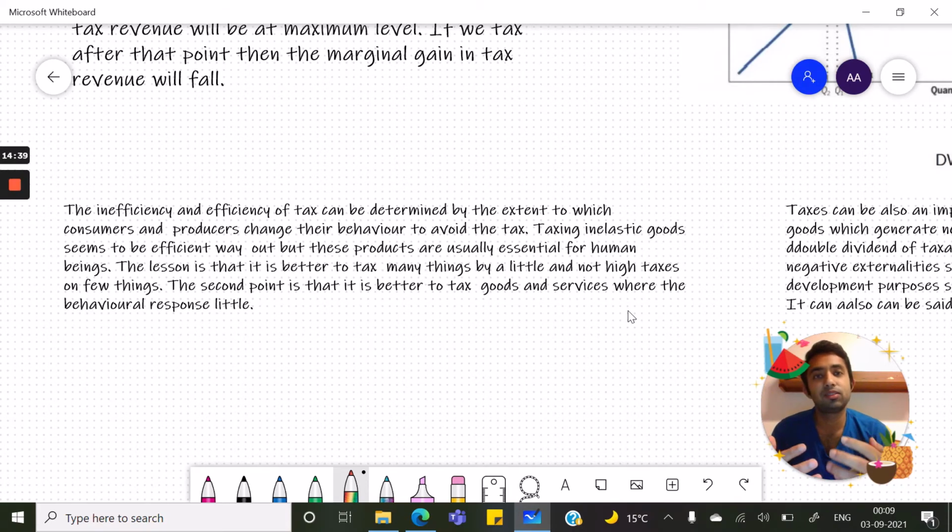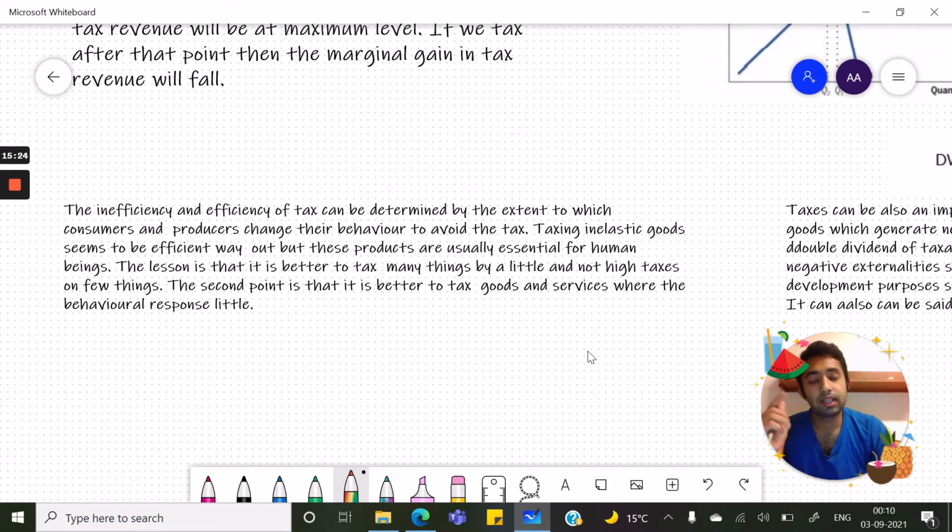taxing COVID vaccines does not make sense at all in such times, or taxing medicines like for diabetes or for cancer treatment, which is a necessity for people who are suffering from it, does not seem to make sense, right? So the lesson is that it is better to tax as many things by a little and not high taxes, right? Even if you tax less to elastic goods, it does not make so much distortion, right? So the lesson is that we should not tax high, but tax low to a wide variety of goods and services in the market, right?